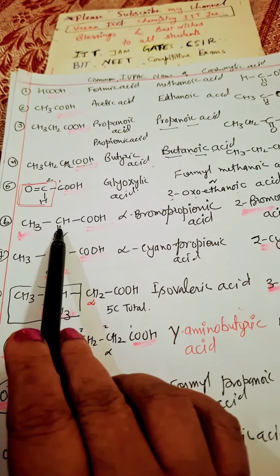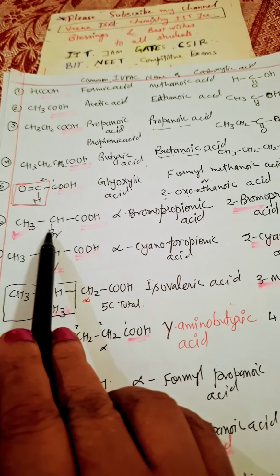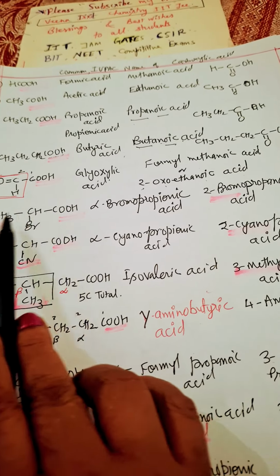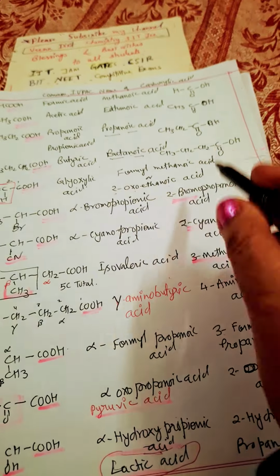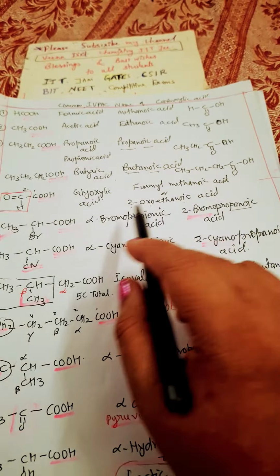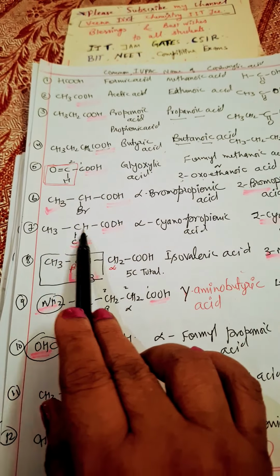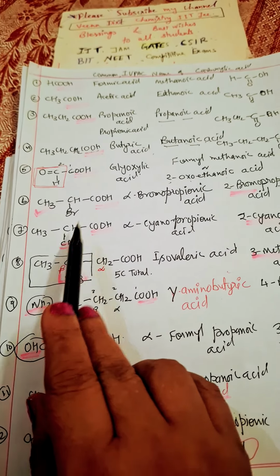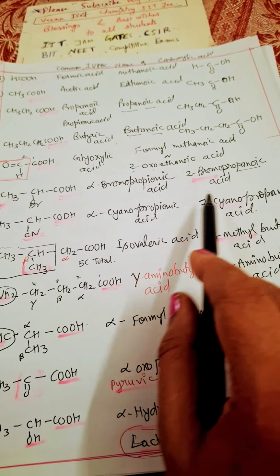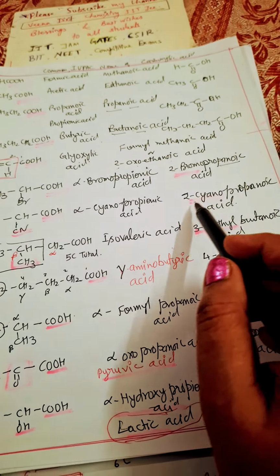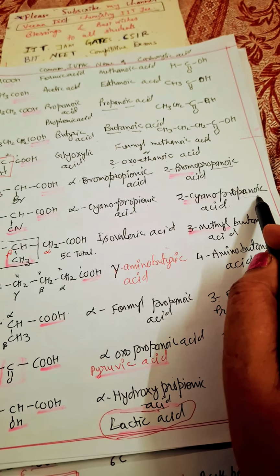Now CH3CHBr-COOH, this is alpha carbon, this is beta carbon, so alpha bromo, how many carbon? 3. So propionic acid, common name, IUPAC naming. In IUPAC naming only propanoic acid will be there, and rest is 2-bromo propanoic acid. Now this CH3CHCN-COOH, here it is alpha cyano propionic acid, here propionic, here propanoic. Okay, now here only enoic, here propanoic acid.